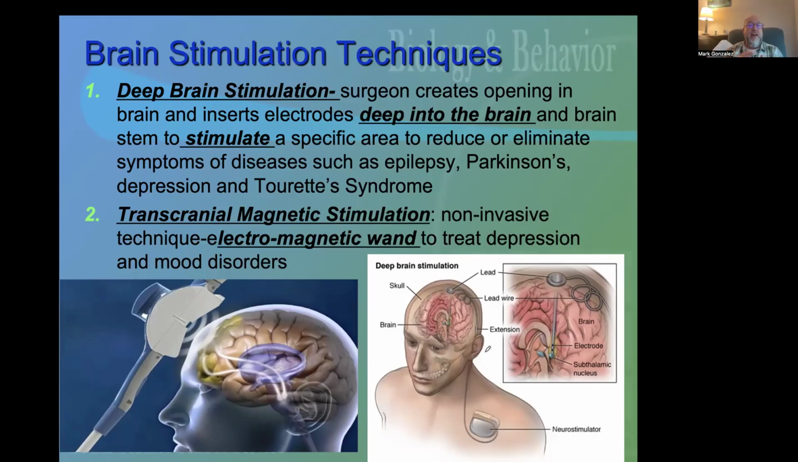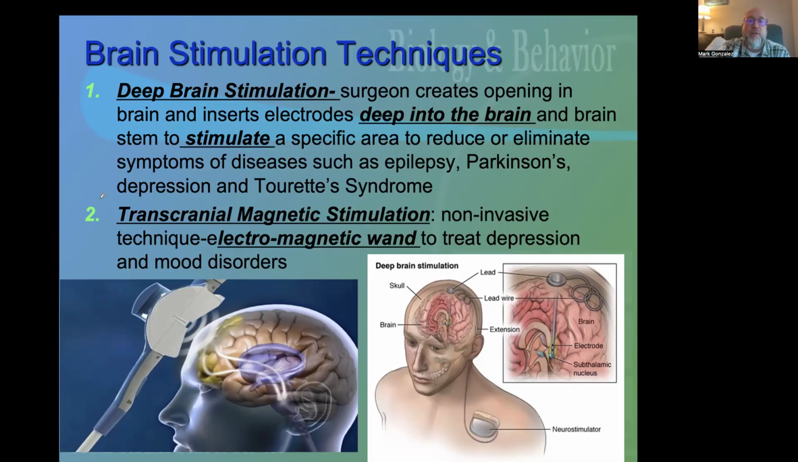Some other more modern techniques of studying and treating the brain include what we call deep brain stimulation. A surgeon can create an opening in the brain and insert electrodes to a specific area to reduce or eliminate symptoms of diseases such as epilepsy. It's somewhat invasive, but not as invasive as removing half the brain. And this could also be done for older patients in a safer way. Even Tourette syndrome has been known to be treated this way.